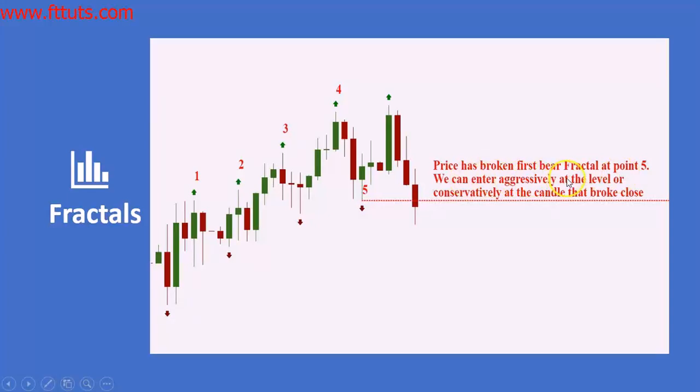We can enter aggressively at the level or conservatively at the candle that broke and closed. So we have 1, 2, 3, 4 fractals here. And finally the market was unable to break that 4th fractal, where it found resistance and could have come into a range, but it violated this first bear fractal. Not this one, not this one, not this one, but this one.